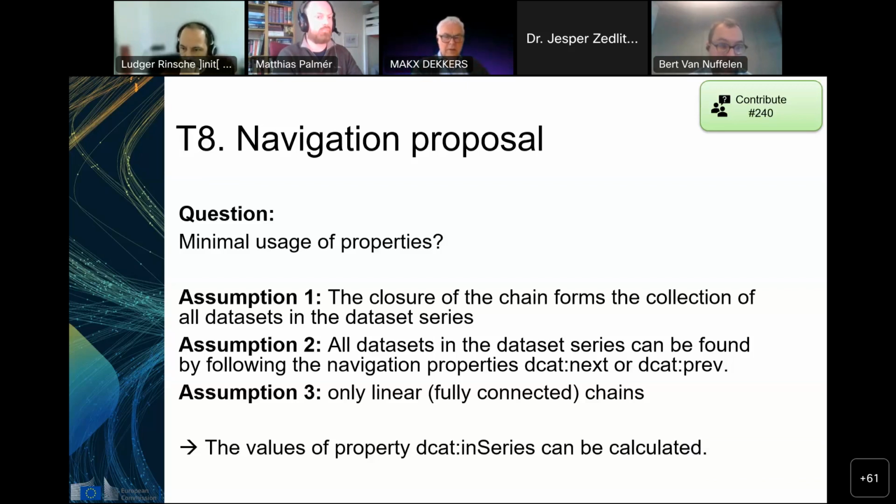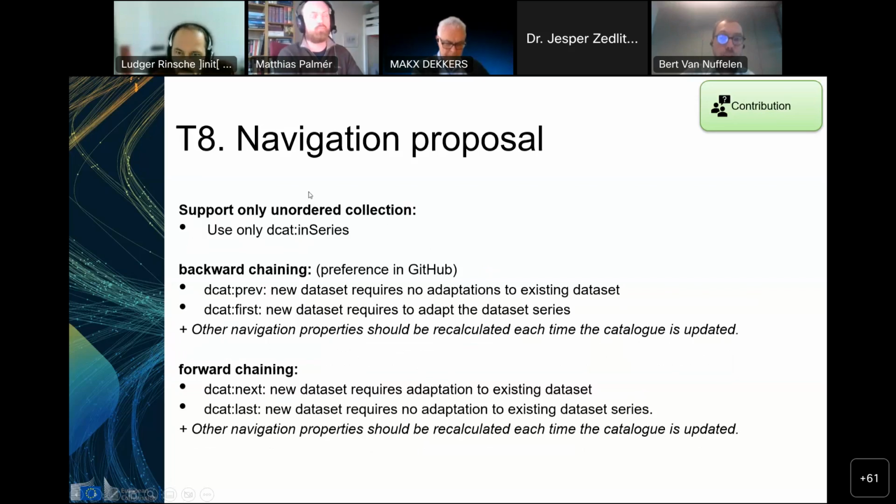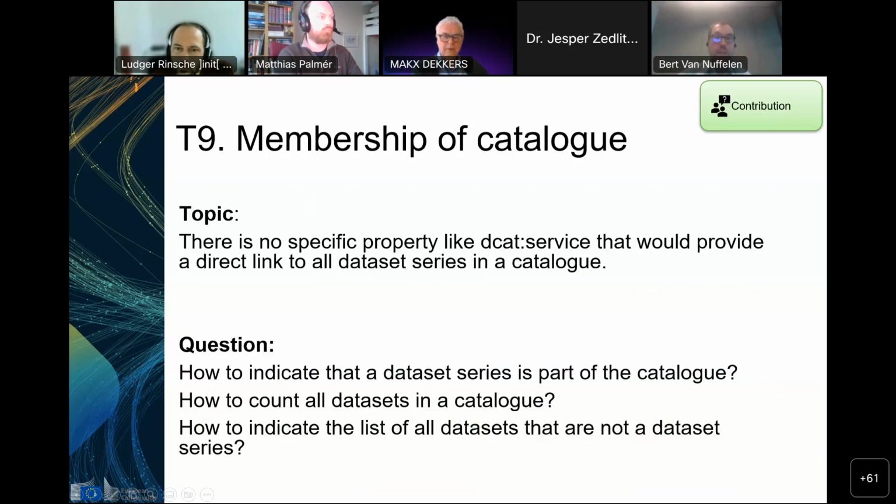Good. And I think also number 9 in the next one. We don't have time for that. It's already on GitHub. Yeah. So 9 was the membership of the dataset in the catalog. So there's no specific property. There is already a GitHub issue around that, with a side connected to it.